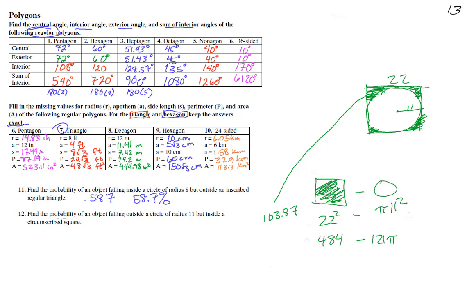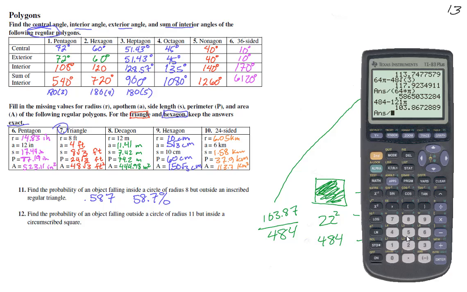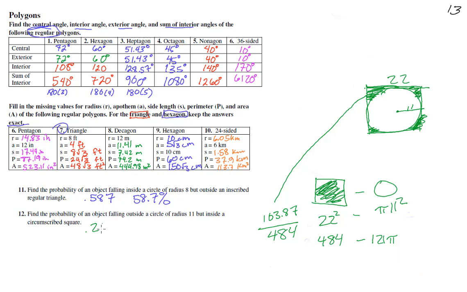And for the probability, we have to divide by that 484, the total area of the whole square. So let's do that, divided by 484, enter. And we get 0.2146. There we go. So 21.5%. Okay, and there you have the beginning of polygons.